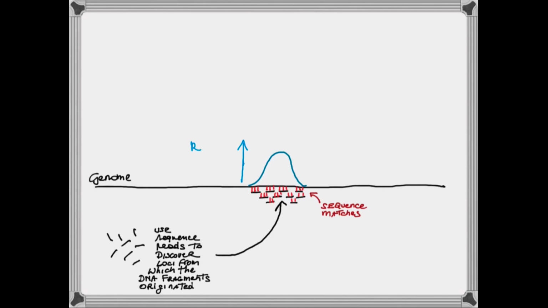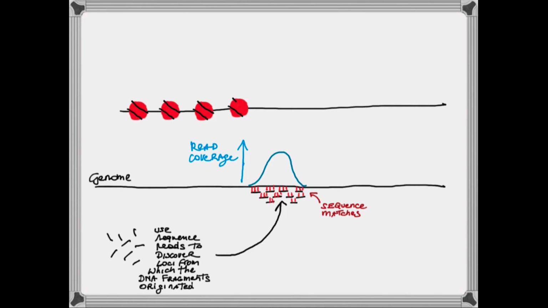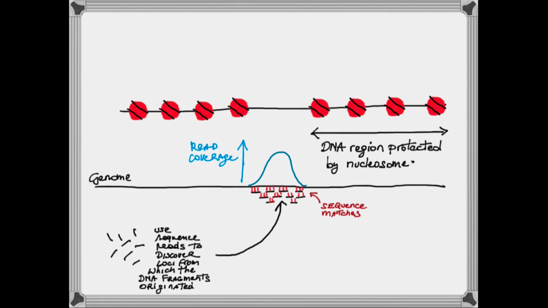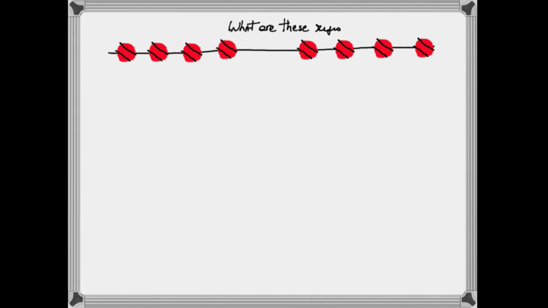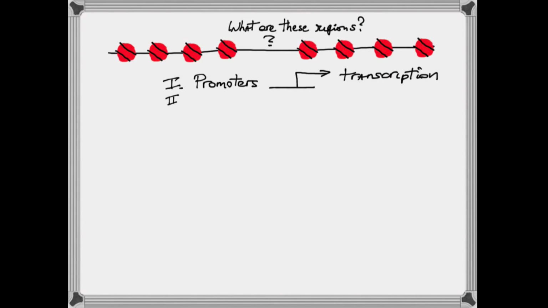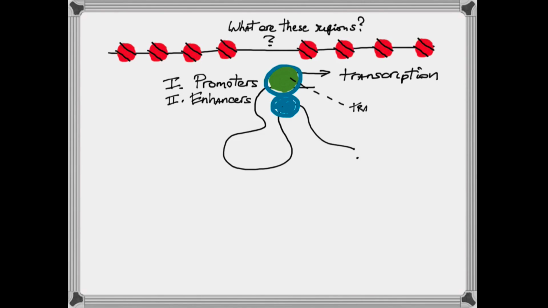If we plot along the genome the number of matches, which we call read coverage, we obtain peaks that correspond to DNAseI hypersensitive regions, which we infer were devoid of nucleosomes. What is the biological significance of these sites? By comparing them to other genome annotations, such as known gene position and regulatory regions, we know that they fall in 2 main categories: promoters and enhancers.